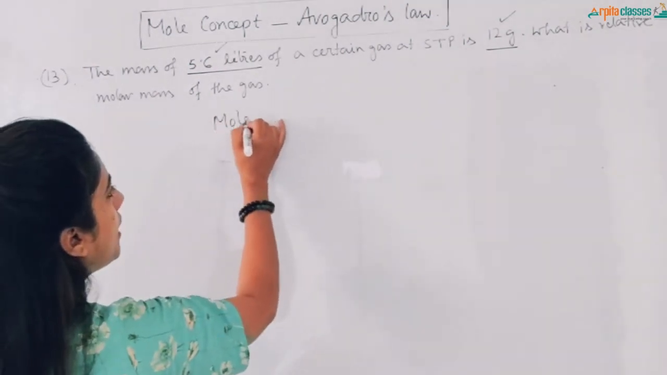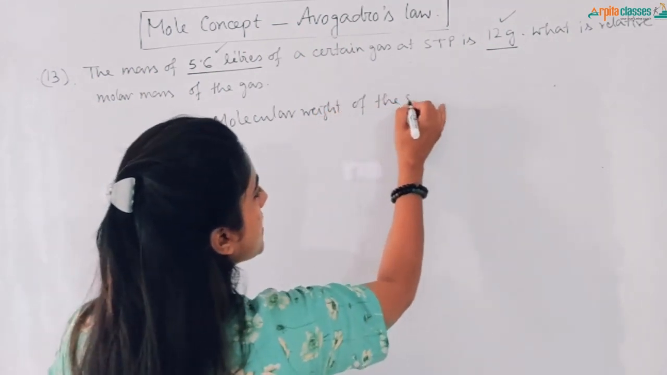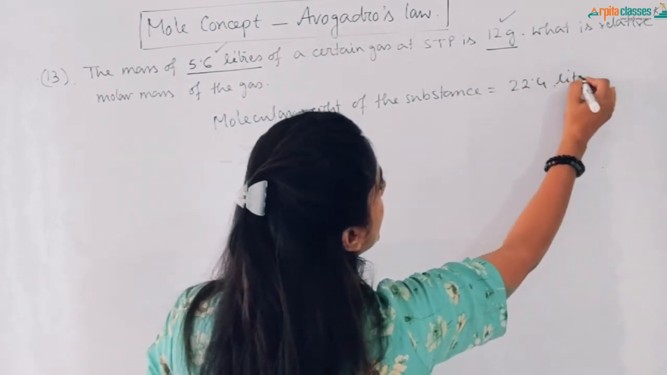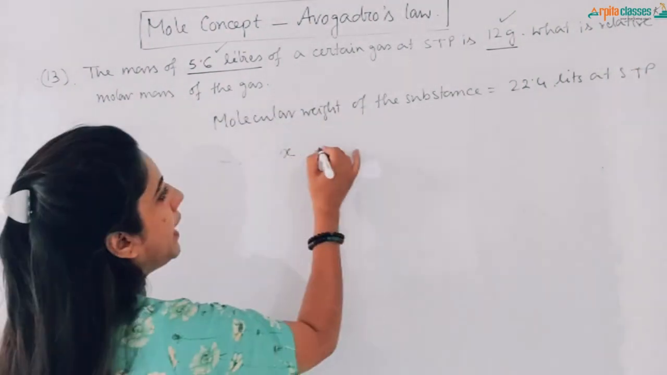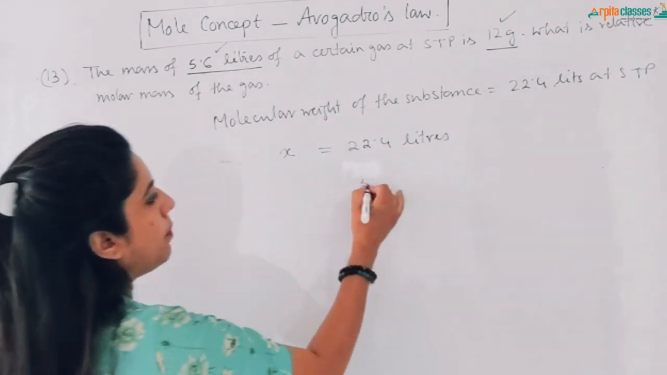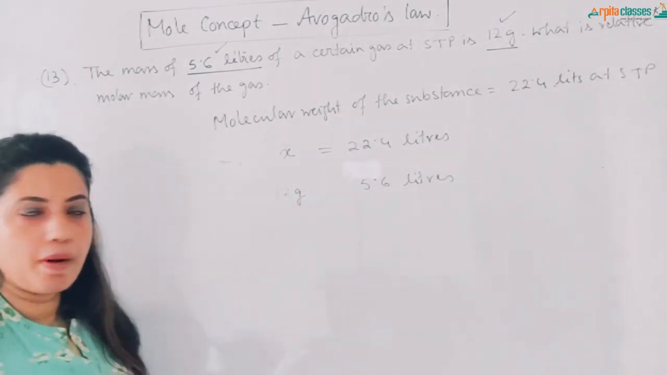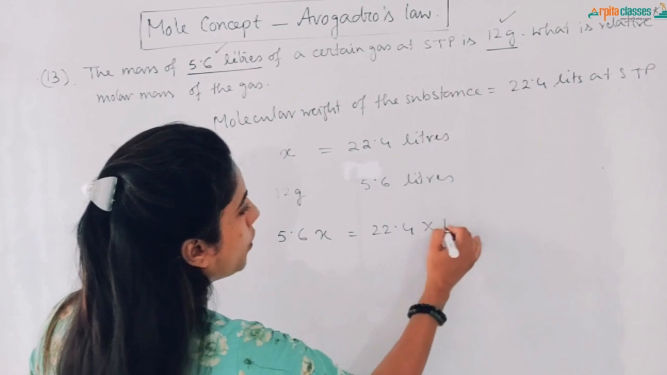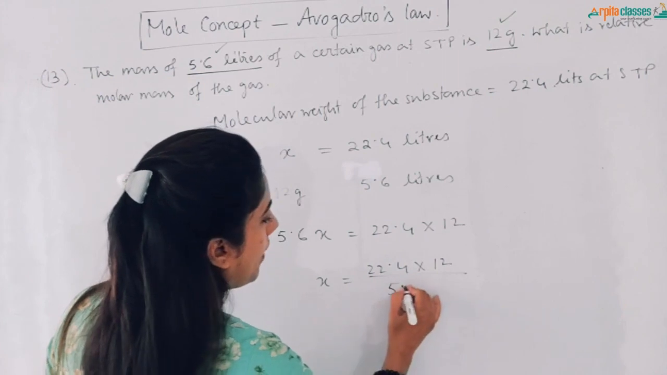So here we are going to write molecular weight of the substance is equal to 22.4 liters at STP. Now we do not know what the molecular weight is, so let it be X. X is equal to 22.4 liters, and for 5.6 liters, the weight is 12 gram. Now cross multiply. We get 5.6x is equal to 22.4 into 12. Therefore, x is equal to 22.4 into 12 divided by 5.6.